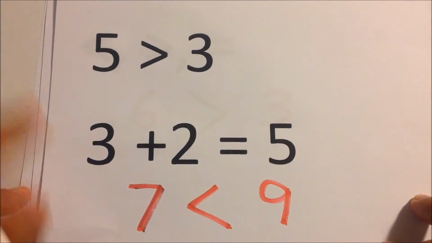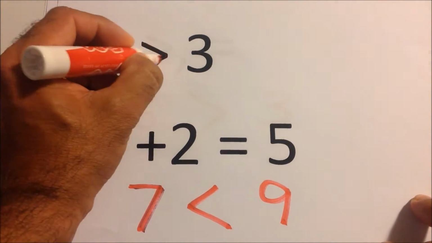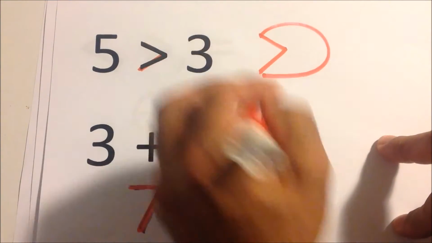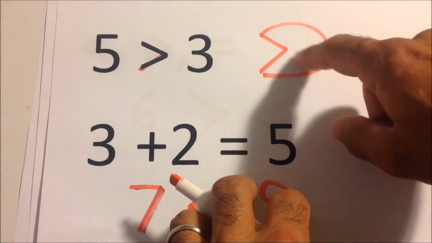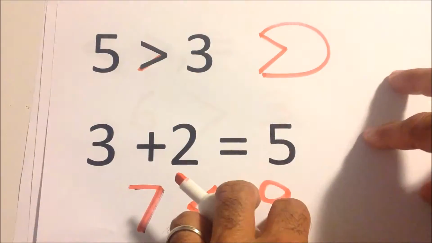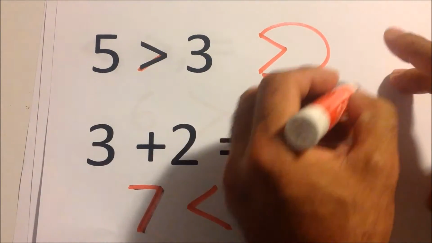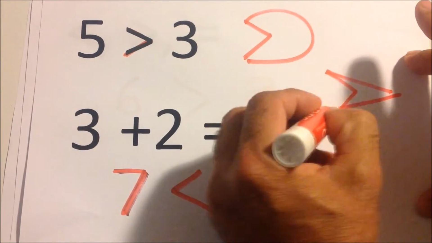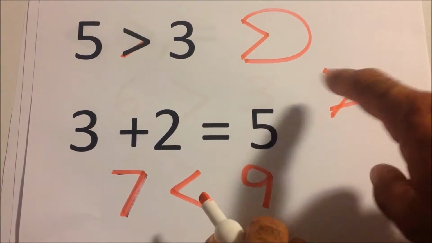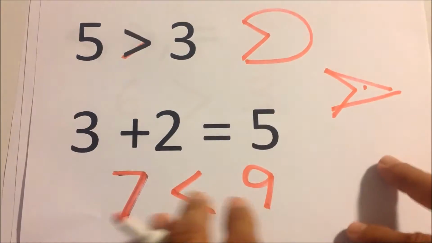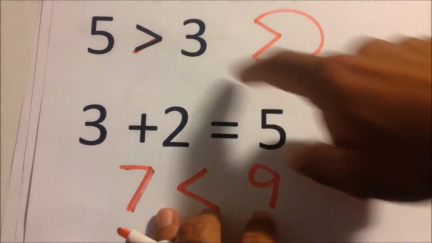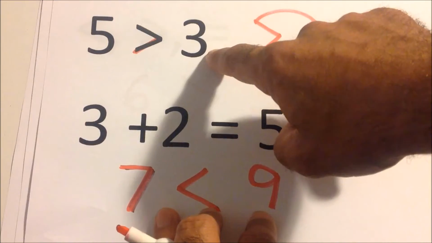So just remember this symbol. If you think of Pac-Man, the Pac-Man symbol, Pac-Man always wants to eat the greater number. Or think of an alligator. The alligator always wants to eat. It's a bad alligator, but the alligator always wants to eat the bigger numbers. Think of it that way. And you're always pointing to the smaller number.